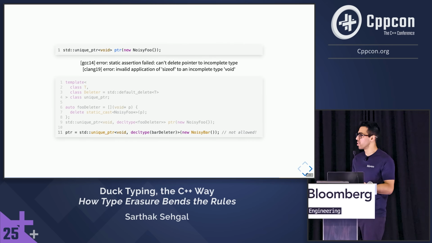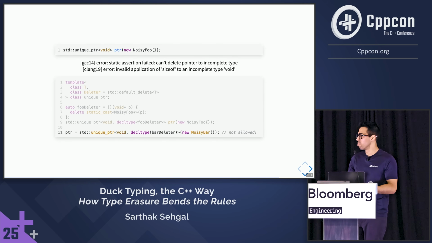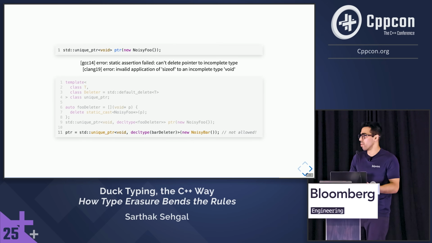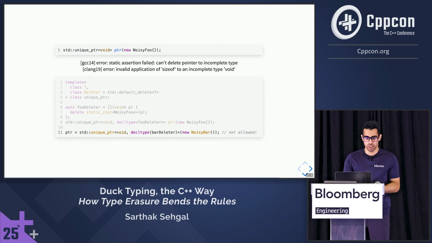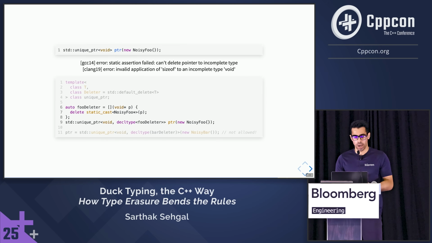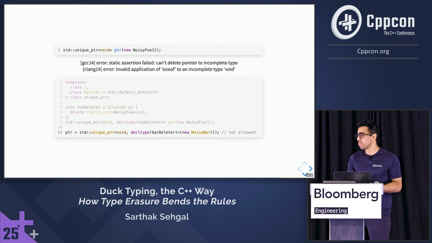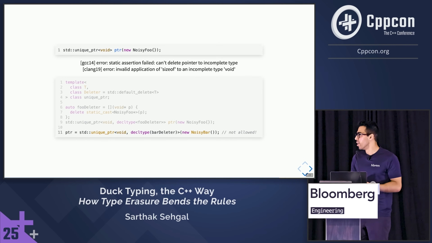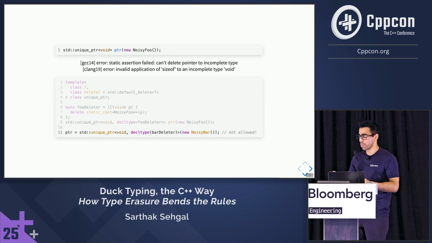Well, I have 2 void pointers. I'm just trying to reassign one void pointer to point to another void pointer. Sure, they're pointing to different objects, but it should be able to handle that. But this is not allowed. And the reason is that these are 2 different concrete types. Since you have a deleter for the type noisy foo here, and then you have a deleter for the type noisy bar here, you're trying to reassign a unique pointer of one concrete type to a completely different concrete type.